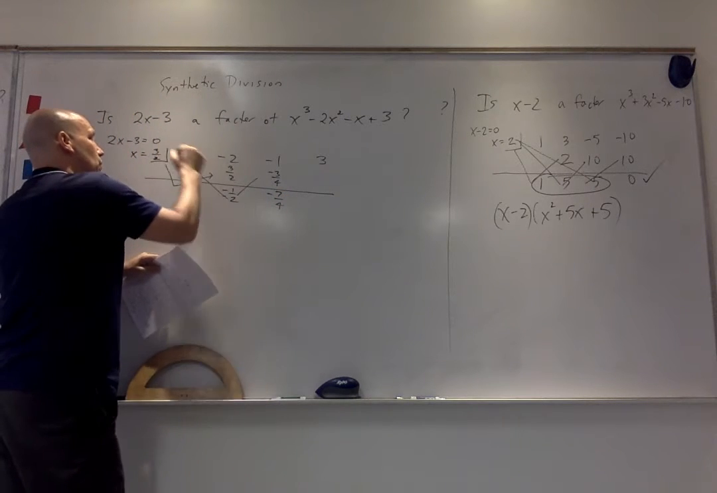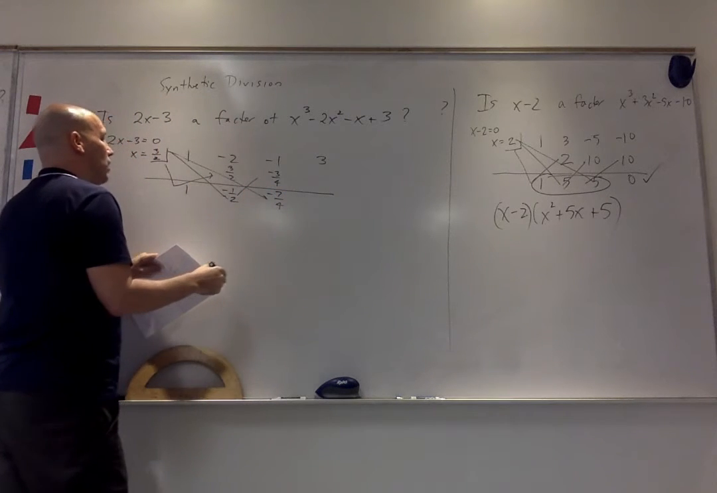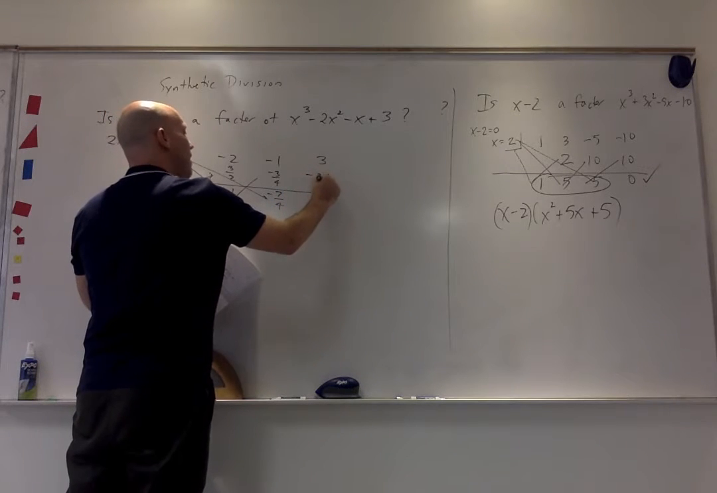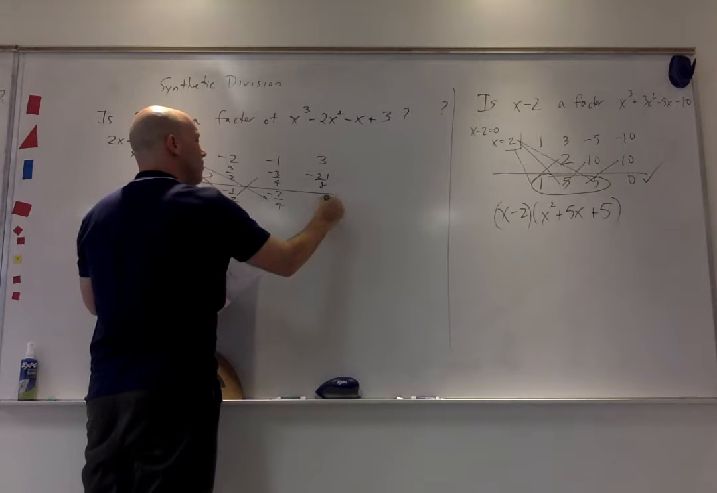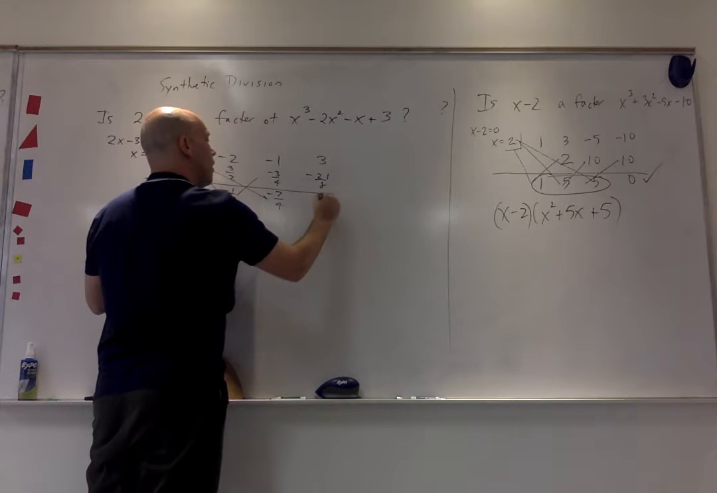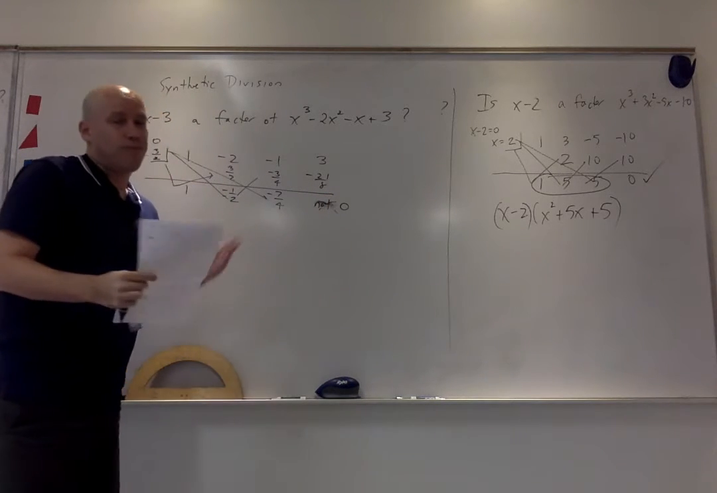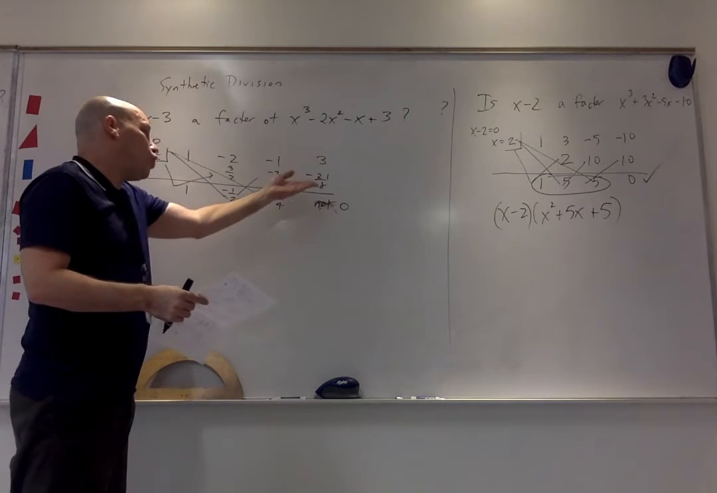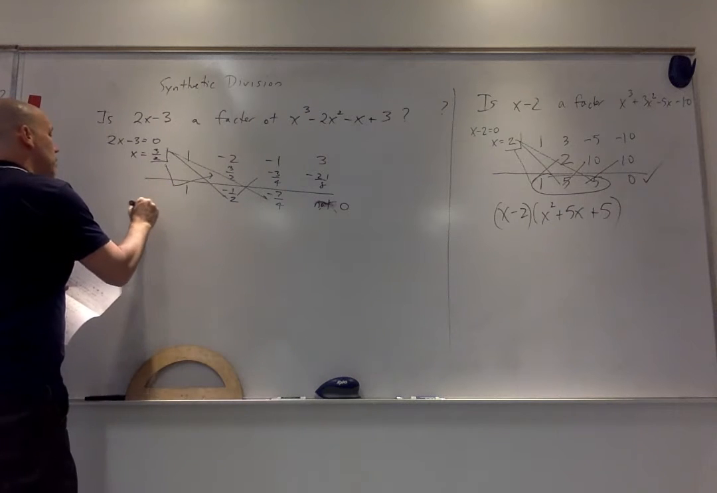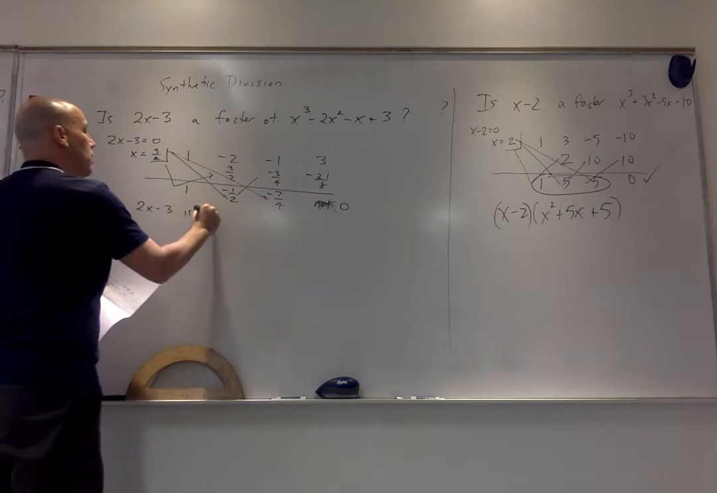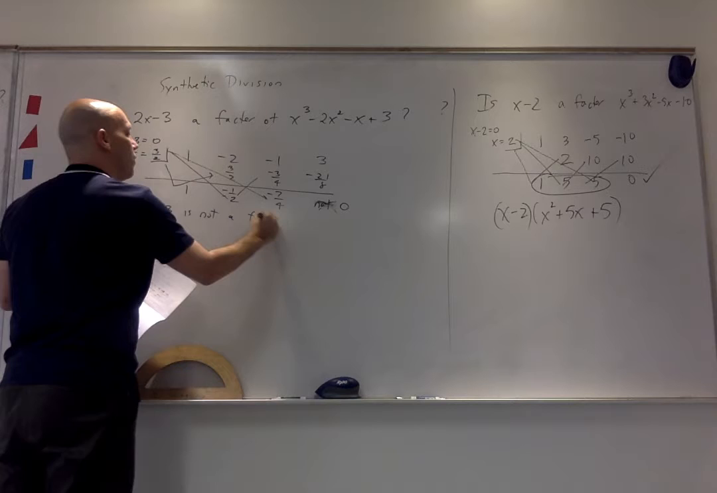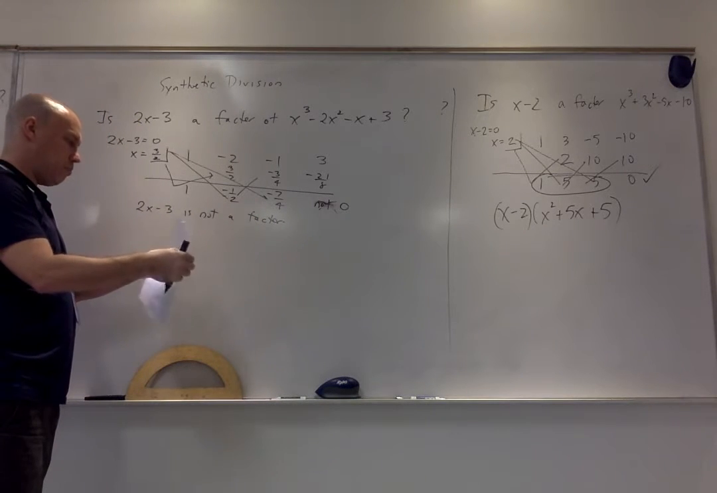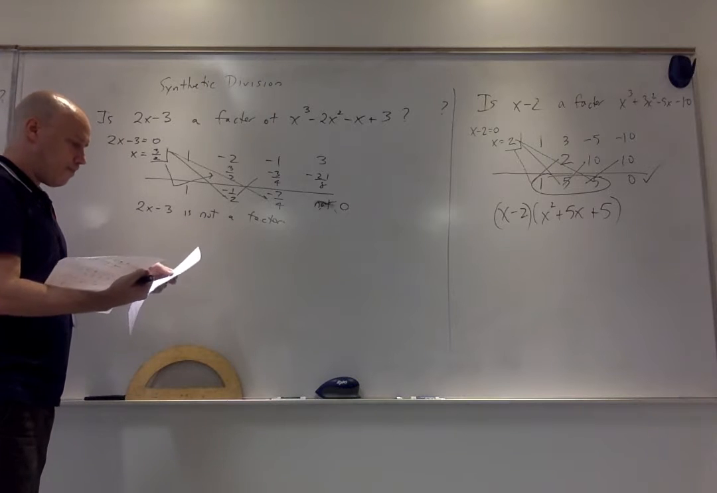Let's see. 3/2 times negative 7/4. What do we have? Negative 21 over 8. Does that equal 0? Not 0. So we don't have a factor here. Like we saw, it was not 0. So 2x minus 3 is not a factor.